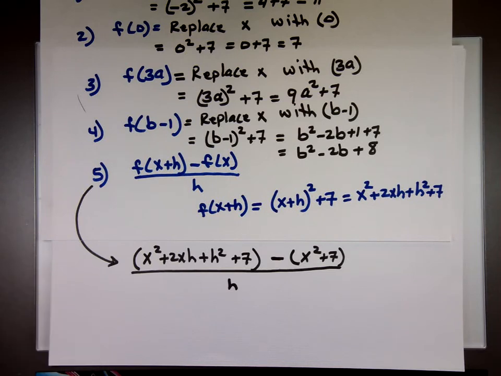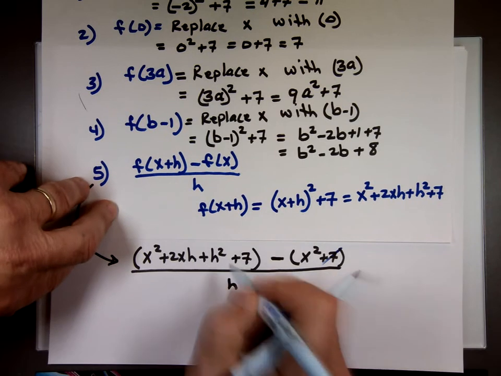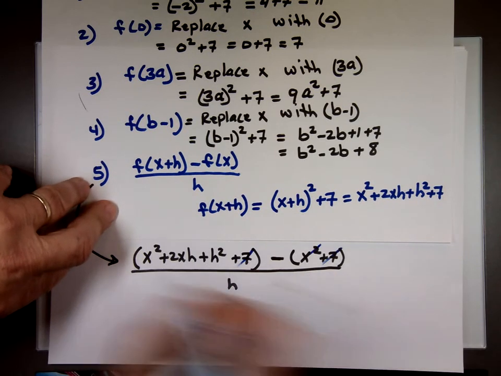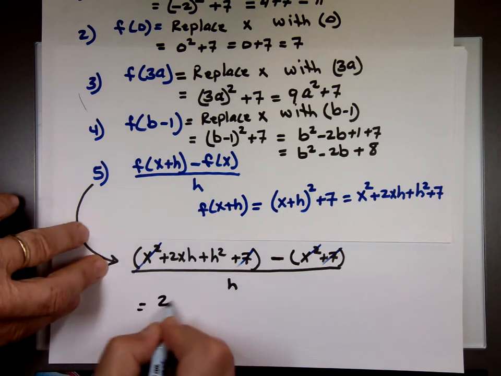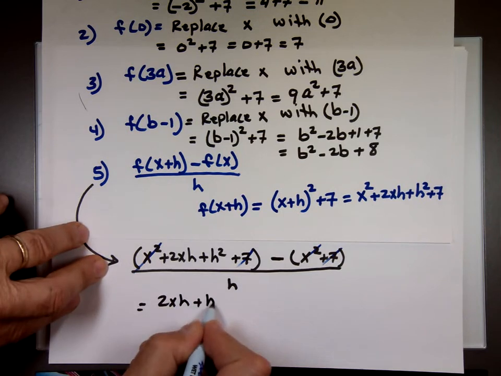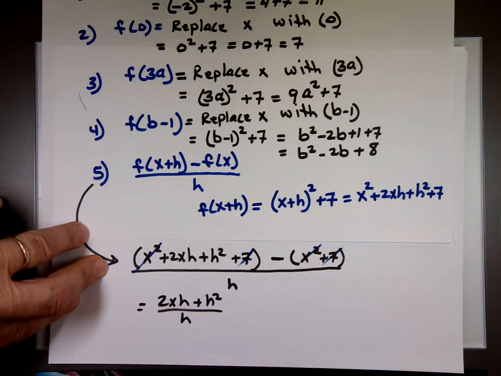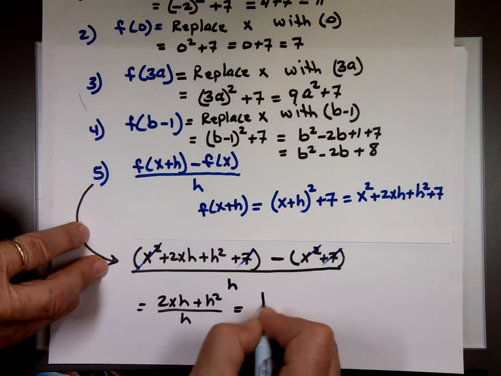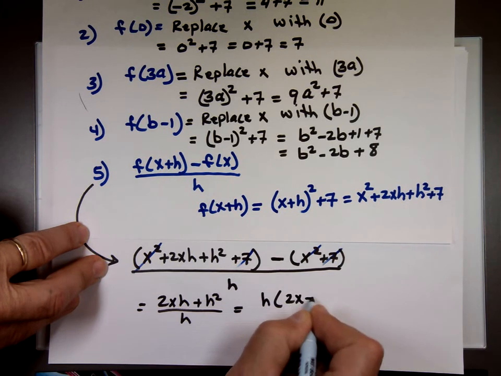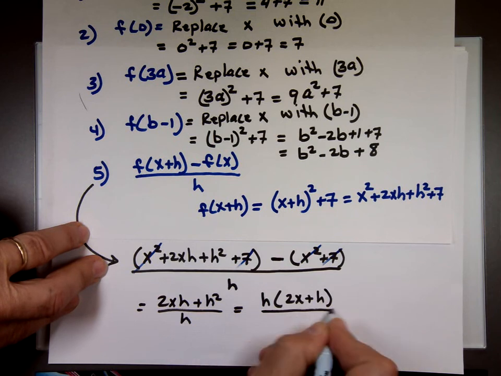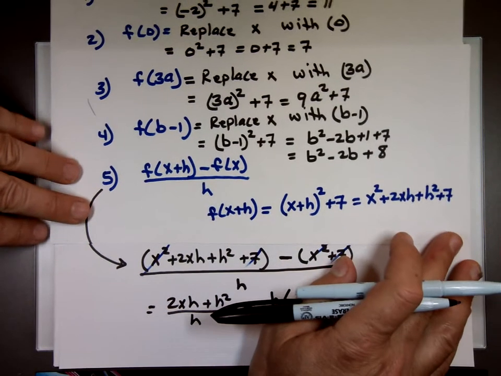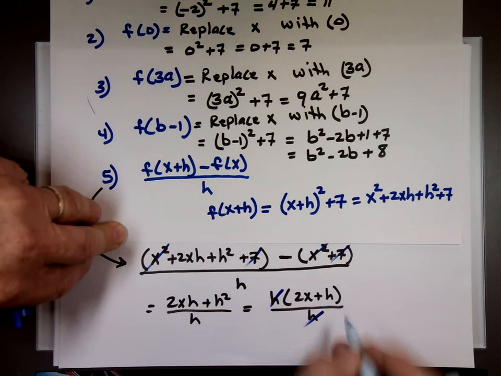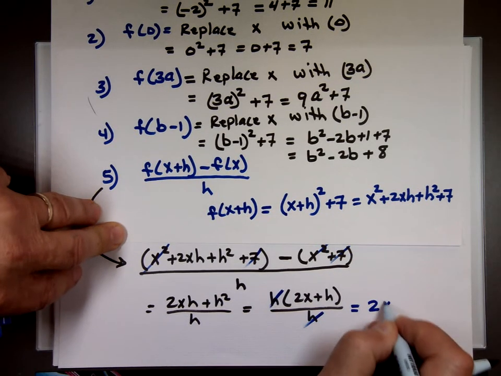Let's see if we can simplify anything. 7 cancels the 7. X squared cancels x squared. So what's left? 2xh plus h squared divided by h. You can factor an h out of the top, so you can cancel it. And now the h's will what? Cancel out. And your final answer is 2x plus h.